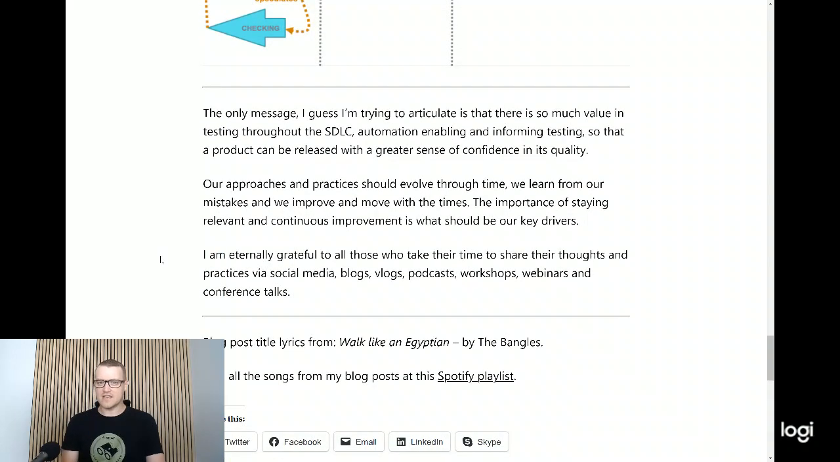The only message I'm trying to articulate is that there is so much value in testing throughout the SDLC. Automation enabling and informing testing, so that a product can be released with a greater sense of confidence in its quality. Our approaches and practices should evolve through time. We learn from our mistakes and we improve and move with the times. The importance of staying relevant and continuous improvement should be our key drivers.